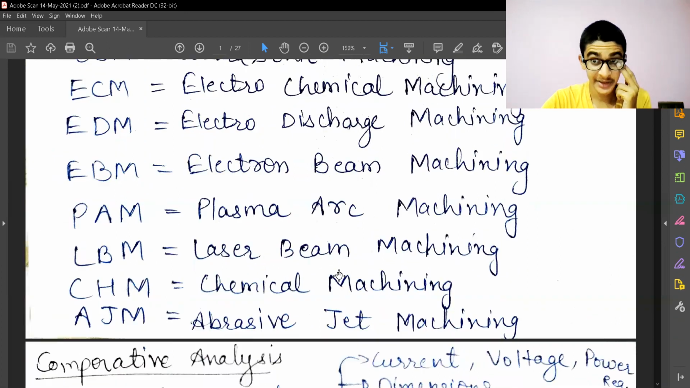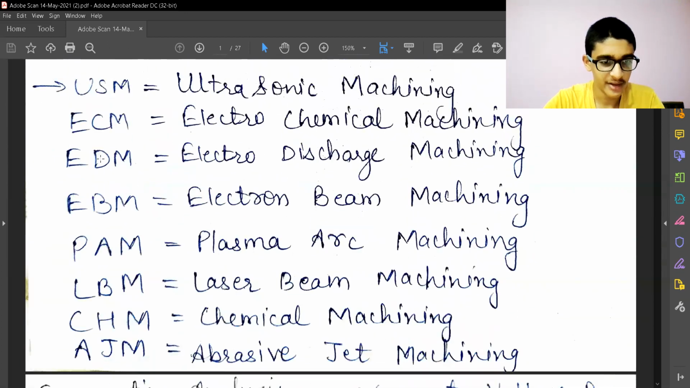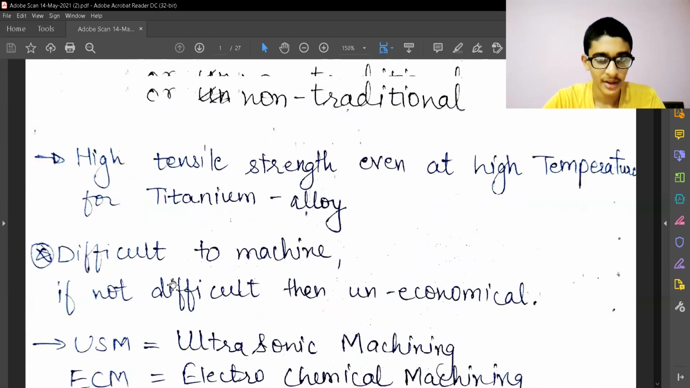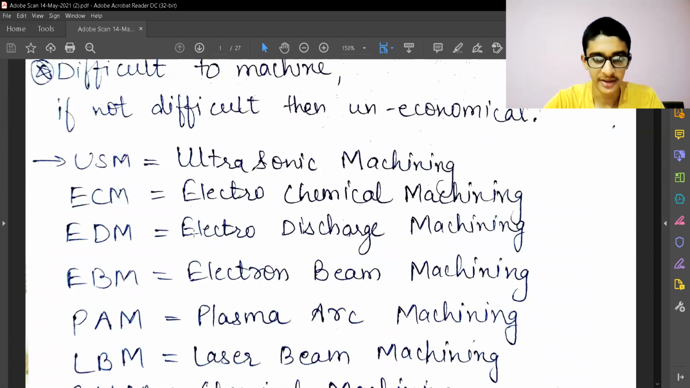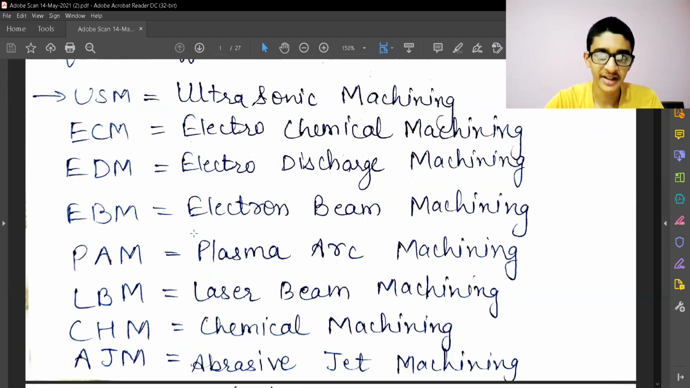And generally it has been seen that in unconventional machining processes, the material removal rate is much smaller than the material removal rate of conventional machining processes, and even the energy requirement will also be higher in unconventional machining processes.